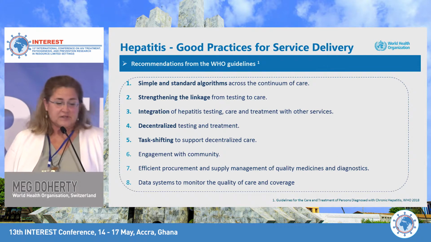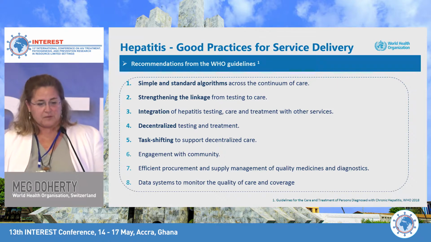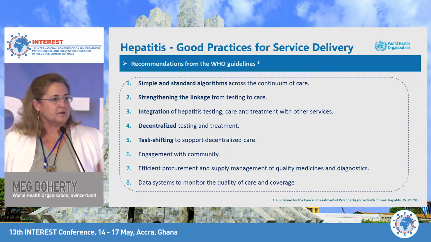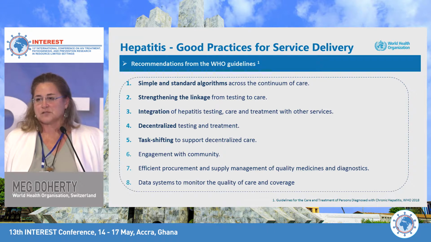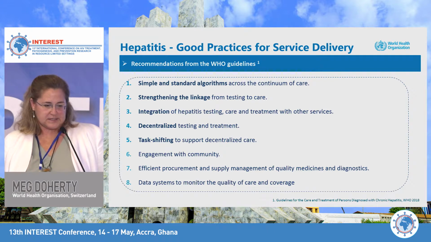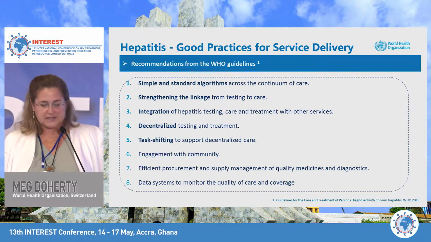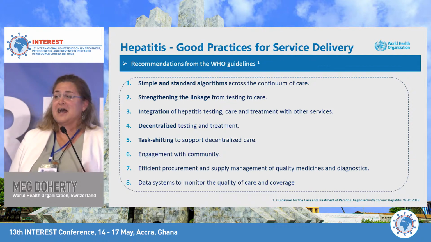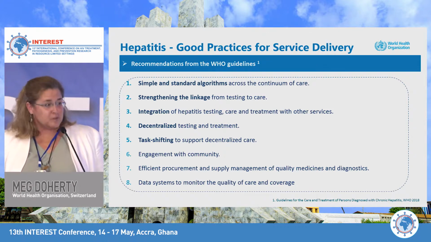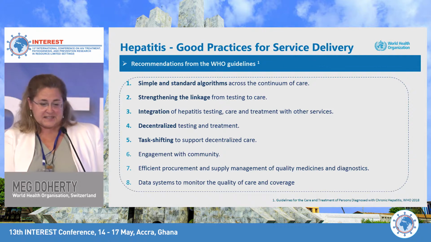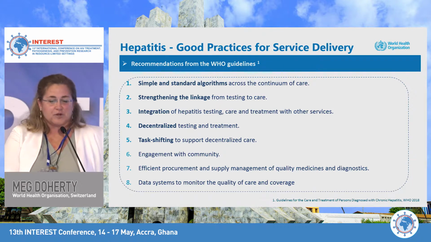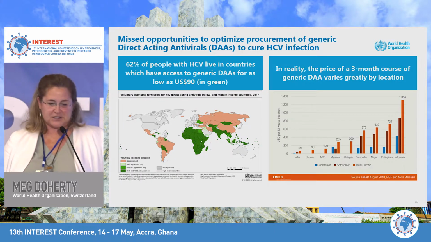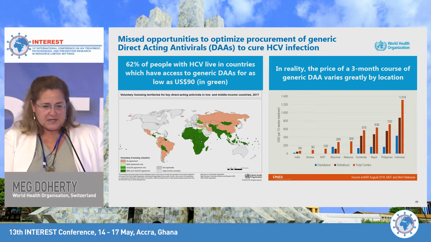So at WHO, we've taken the same public health approach: simplification, standard algorithms for treating, looking for a single pill, a fixed-dose combination to the extent possible across genotypes for hepatitis C, strengthening the linkages from testing to care, decentralization, task shifting, taking the hepatitis treatment out of the hepatology office and into the community, which it's not yet. And I think this is something that if you're here and you're working in hepatitis, think about HIV.